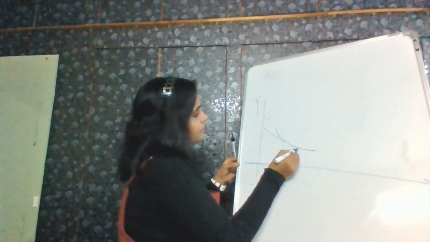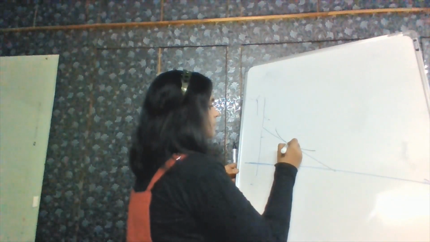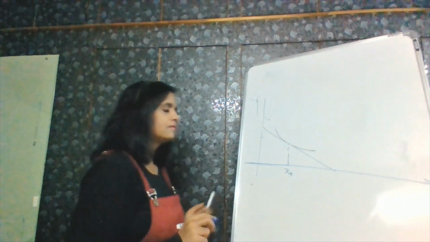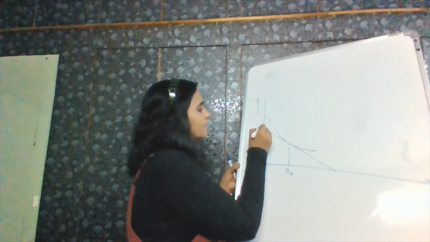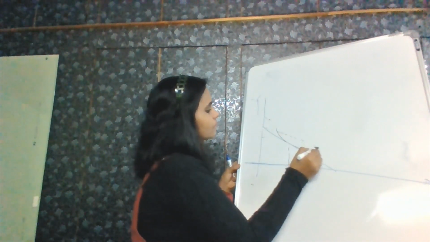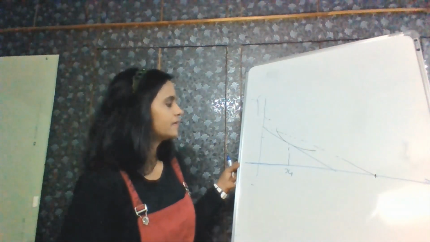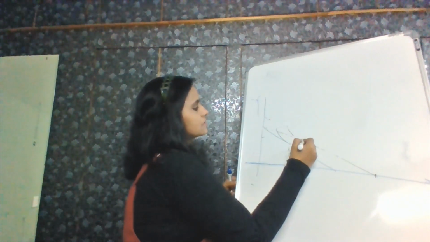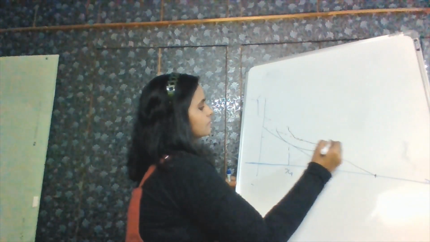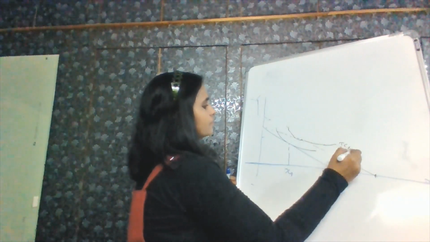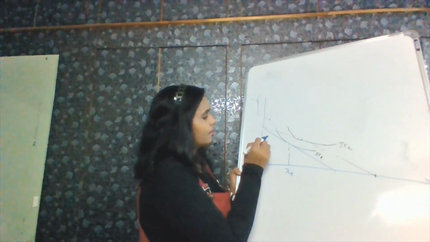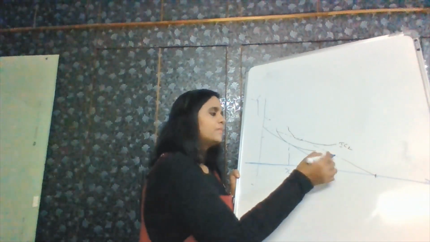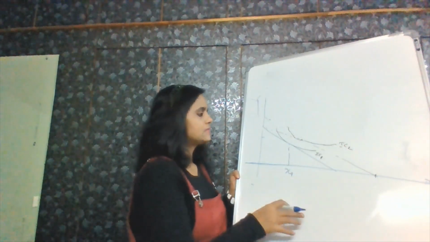Okay, this is the older indifference curve. This is your budget constraint. XA was the original quantity which you could afford. Price changed. After the price change, you got a new budget constraint line, and a new indifference curve on it, which is IC2, IC3, IC1.